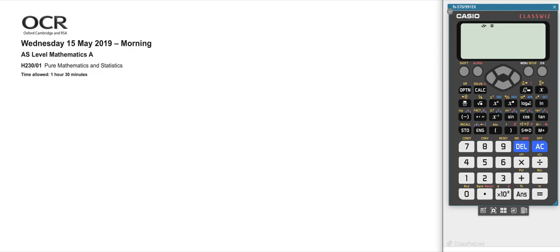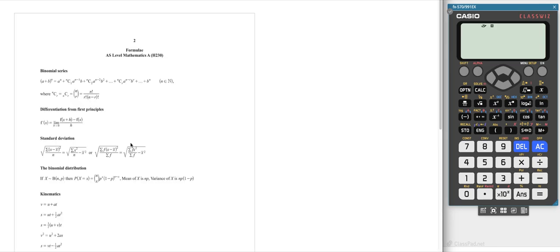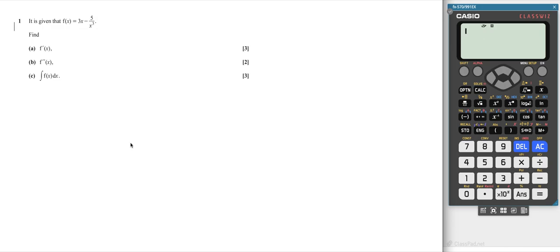Paper 1 from June 2019. This is pure stats again, so let's have a look. We start off with the title page. We've got a formula sheet as usual, straight into question 1.